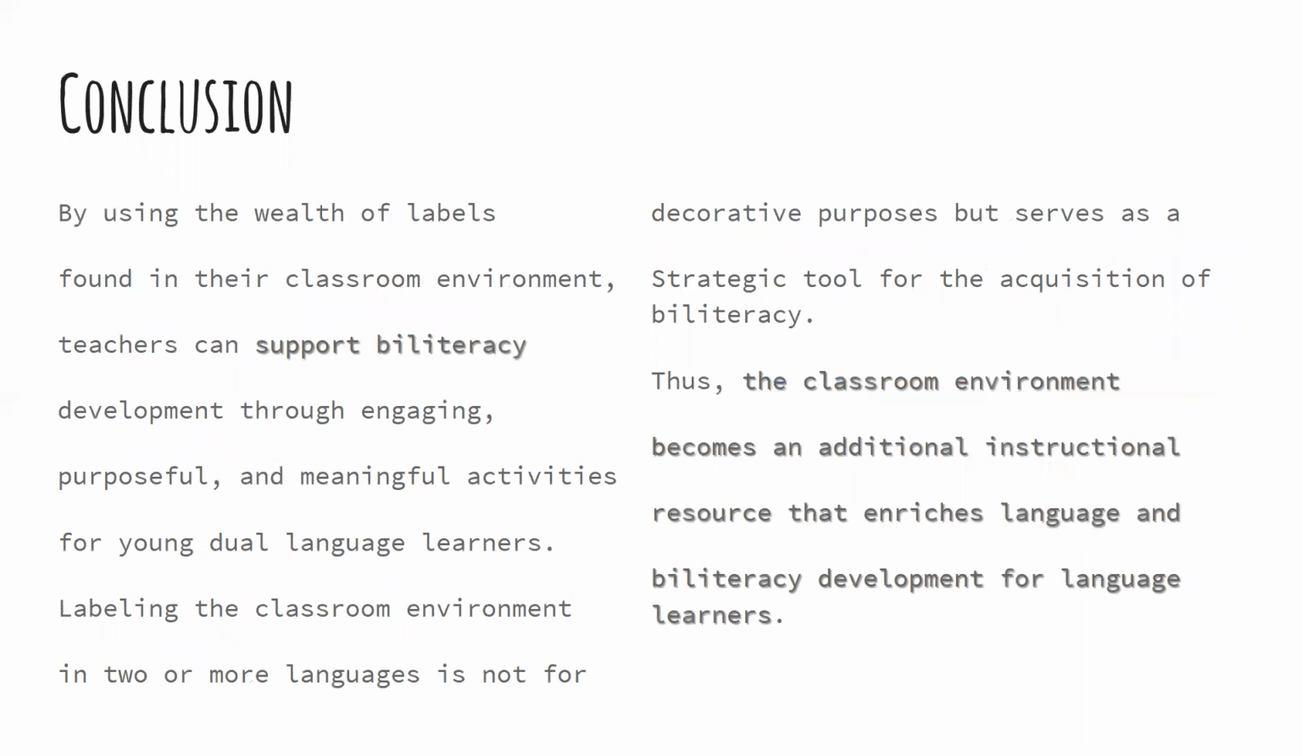By using the wealth of labels found in their classroom environment, teachers can support biliteracy development through engaging, purposeful, and meaningful activities for young dual language or language learners in general. Labeling the classroom environment in two or more languages is not for decorative purposes at all, but it serves as a strategic tool for the acquisition of biliteracy. Thus, the classroom environment becomes an additional instructional resource that enriches language and biliteracy development for language learners.